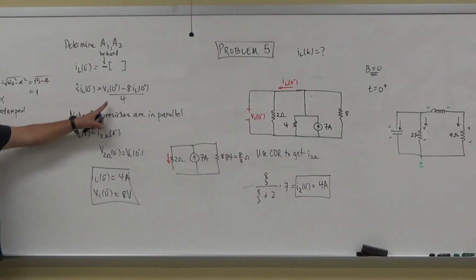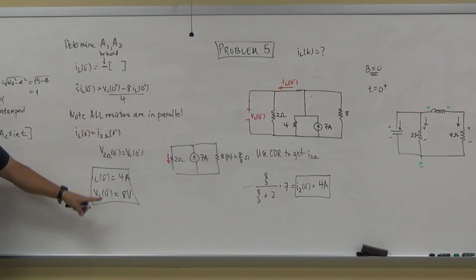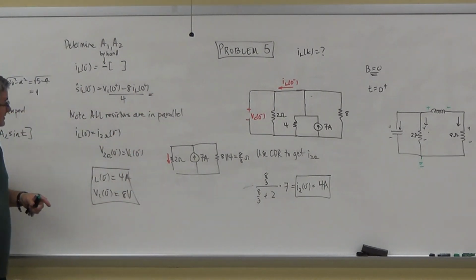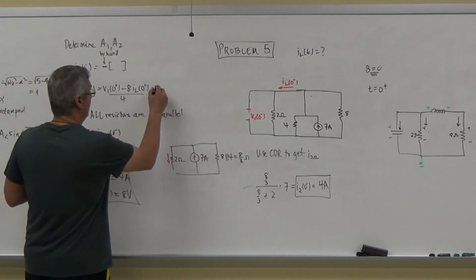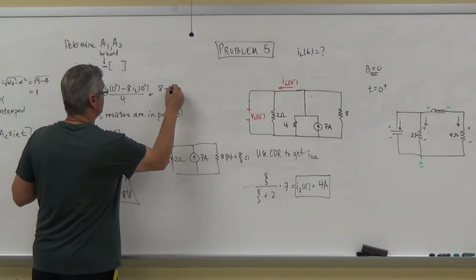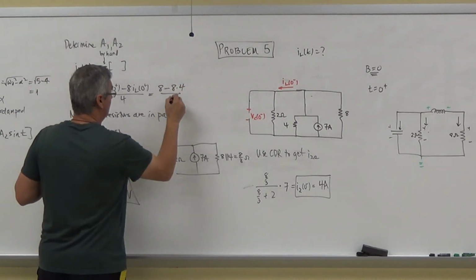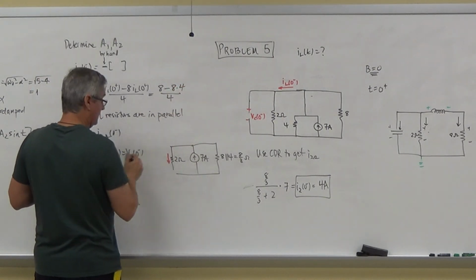So now I'm going to plug them right into here. So if I do this, I'm now going to get what? So let's look at this. I get 8 minus 8 times 4. Is it negative 4?